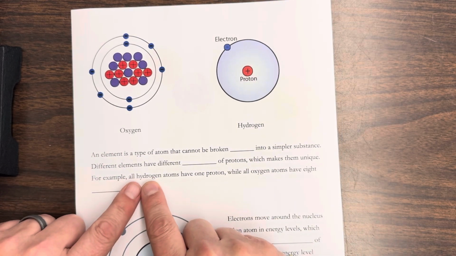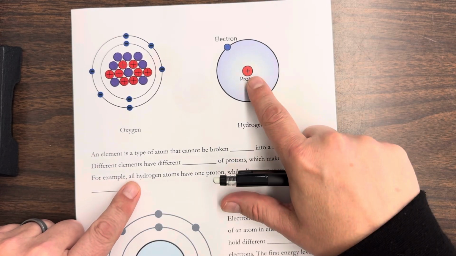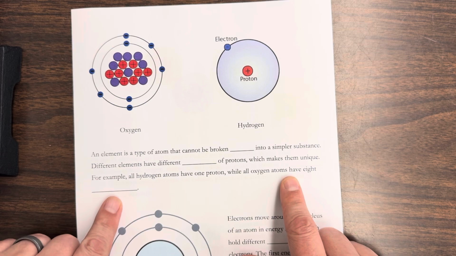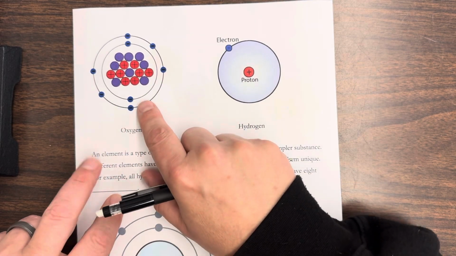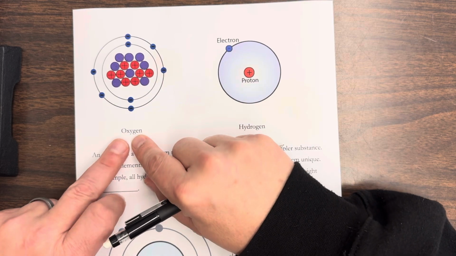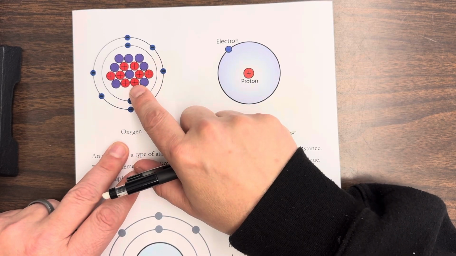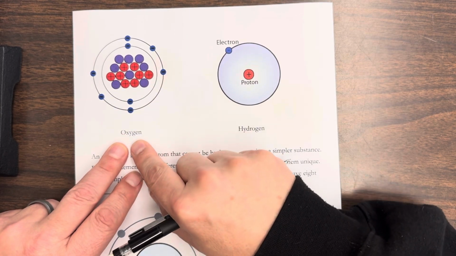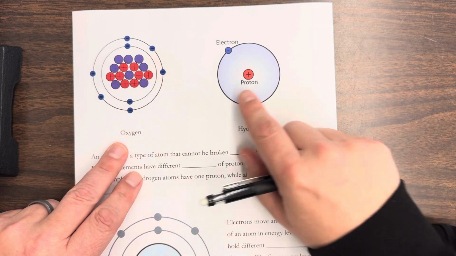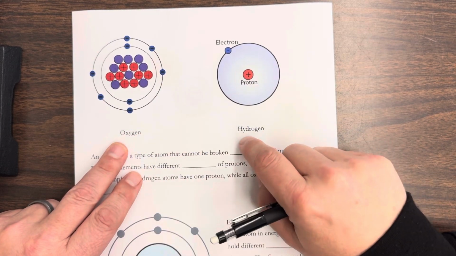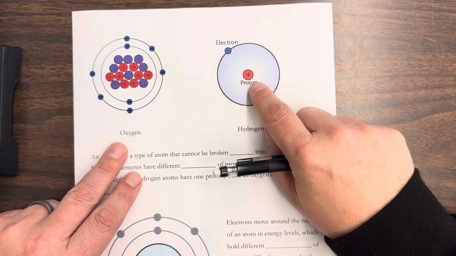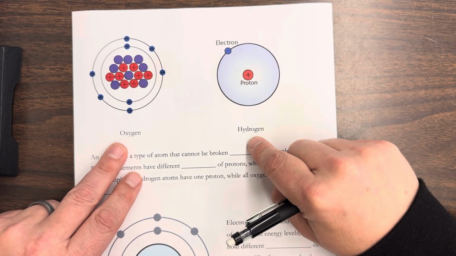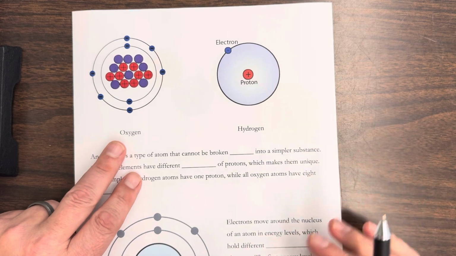For example, all hydrogen atoms have 1 proton, while all oxygen atoms have 8 protons. So if I ever change this, if I take this oxygen atom and I remove a proton, well, it's no longer oxygen, because the number of protons tells me what element I have. If I take the hydrogen and I add a second proton, it's not hydrogen anymore, it's helium.